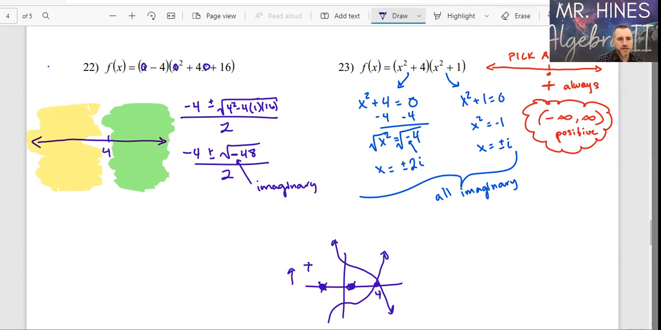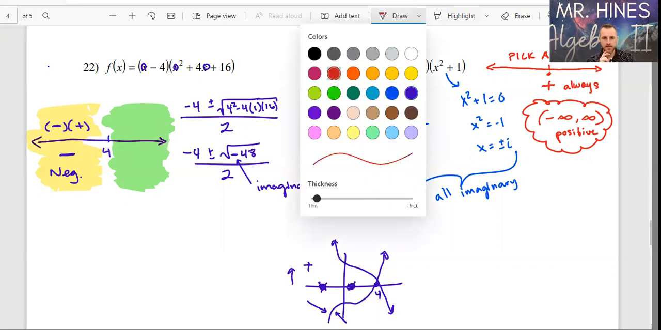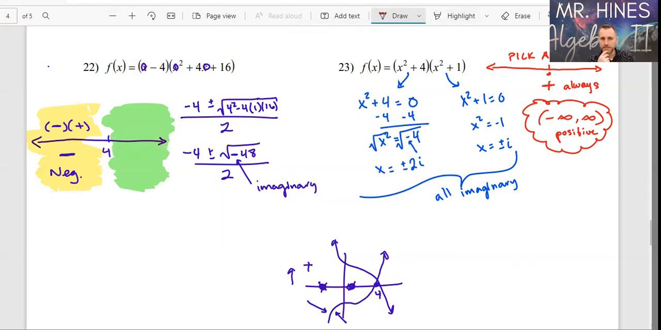0 minus 4, that's a negative number. And it's going to be multiplied by 0 squared plus 0 plus 16. That is a positive number. What's a negative times a positive? Negative. So this region, the function is negative. So it's kind of like this one down here. So it's negative. And then we want to check and see, like, hey, does it actually cross that axis there?